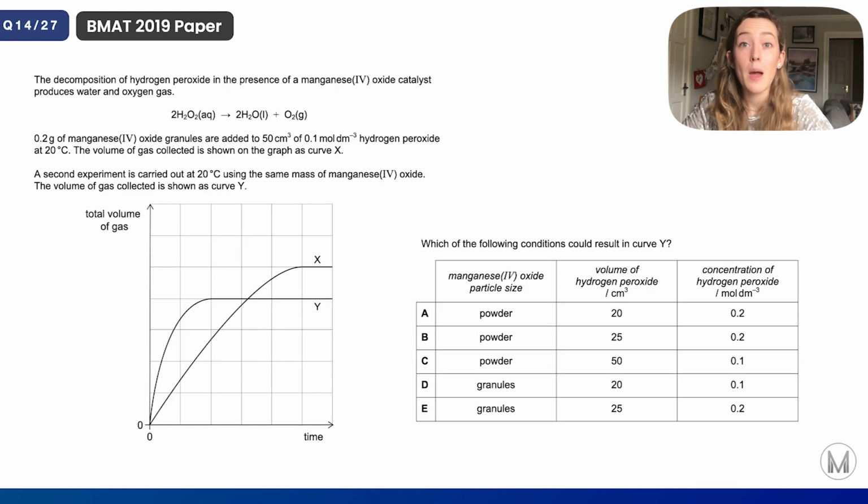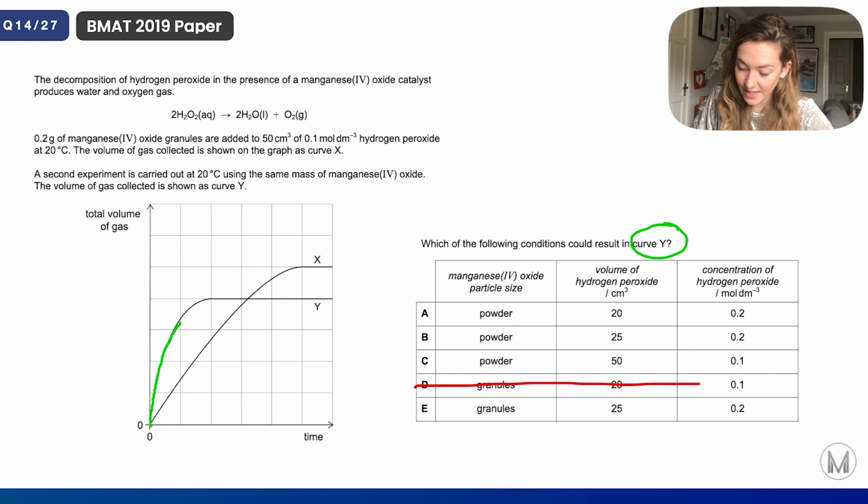Question 14. Be careful with this. Don't fall into a trap. Circle which curve they want you to be talking about. So they're asking about curve Y, not X. So we're looking at curve X and we're comparing Y to it. What I'm focusing on here is the initial gradient, the initial rate of reaction. And I've got a much steeper gradient going on here than I do for X. Therefore, I can immediately tell that my magnesium oxide, in terms of particle size, is going to be powdered. It's going to increase that surface area available for the reaction to take place. So the reaction is going to take place faster. The rate's going to increase.